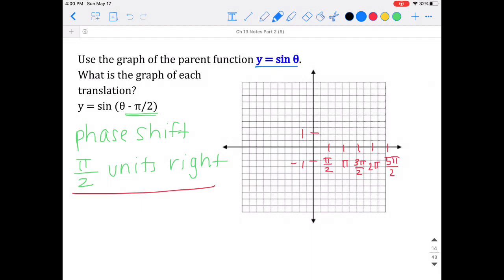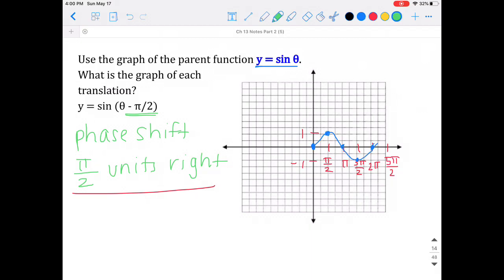So now we can graph our parent function. We're starting at the origin, 0, 0. To the max, 0, min, 0. So here's one cycle of y equals sine of theta.